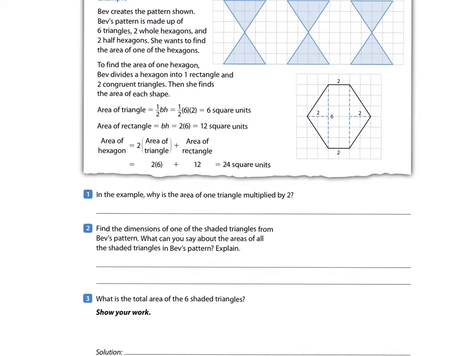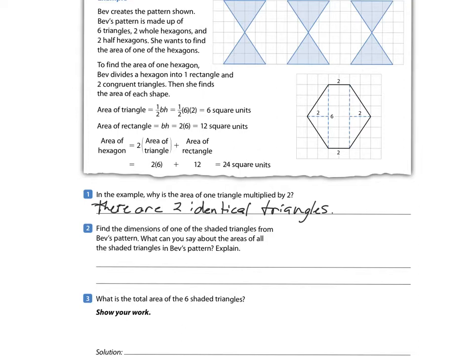Number 1 says, why is the area of one triangle multiplied by 2? Very simply, there are two identical triangles. So that's just saying if we find the area of one, to find the area of both of them, we multiply the area of one of them times 2.